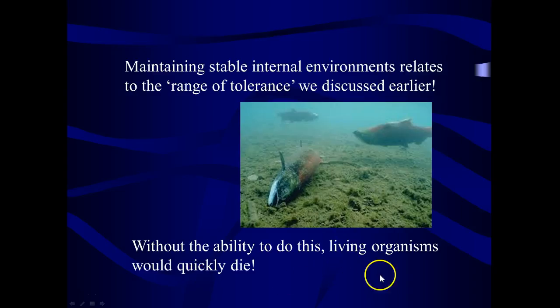I think that does it for this target. It says maintaining stable internal environments relates to that range of tolerance that we discussed earlier in targets 8 and 9. I think it was target 9. And of course, if the organisms can't maintain that range of tolerance, then they're going to die, like you see these salmon dying here. So that does it for that target.